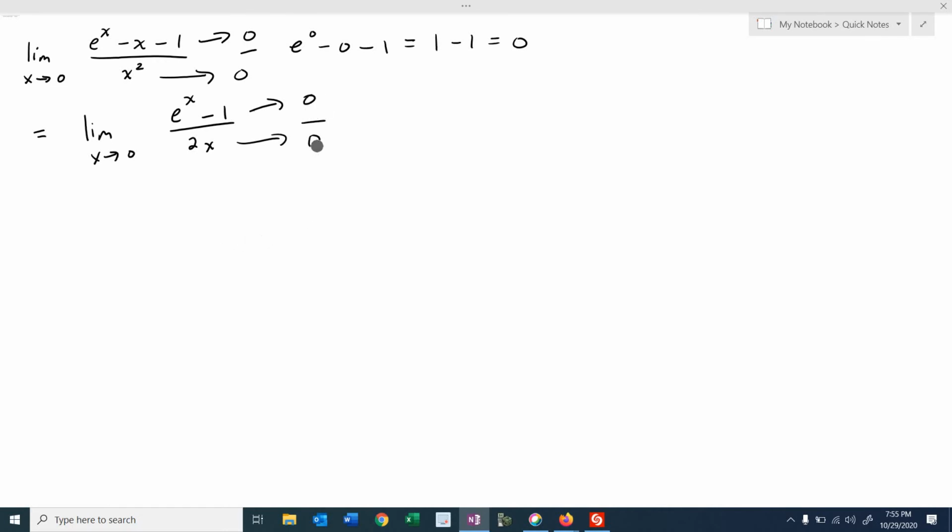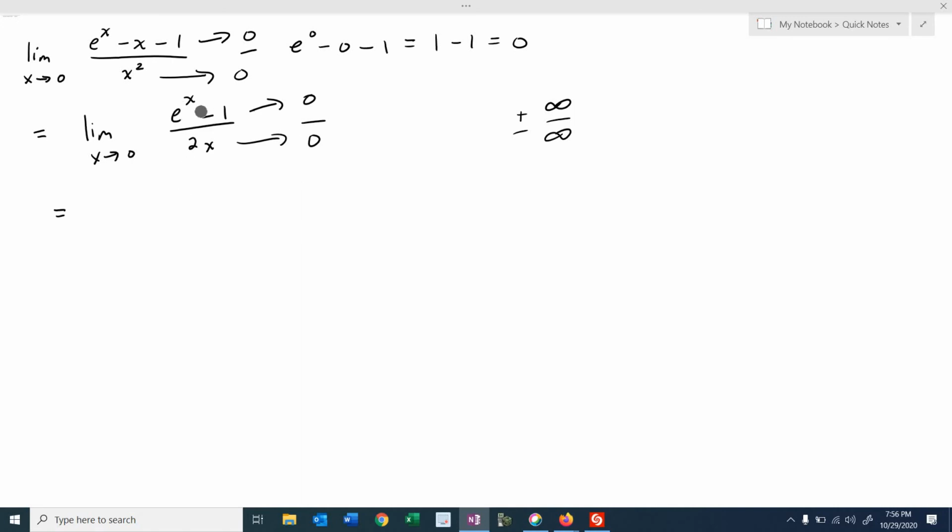Well, that's okay. We can't evaluate this limit because it's an indeterminate form, but we can still use L'Hopital's rule, right? As long as we continue to get 0 over 0, or maybe plus or minus infinity over infinity, we can continue to use L'Hopital's rule. So we're going to use it again.